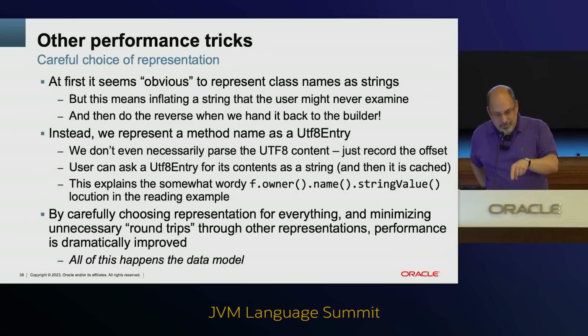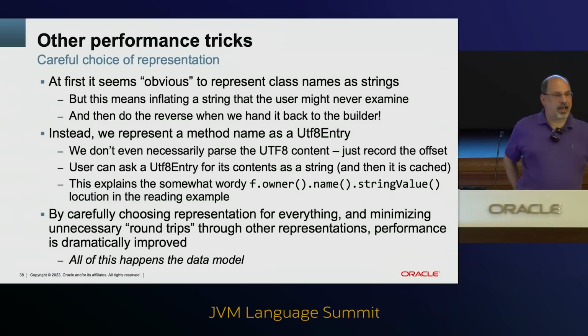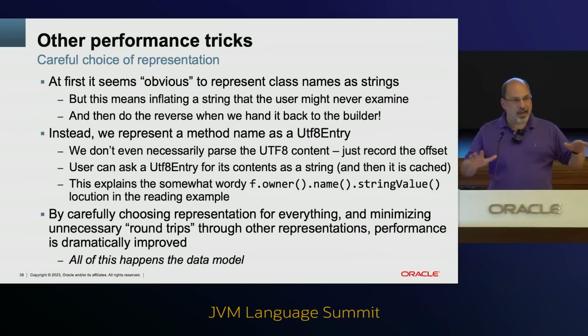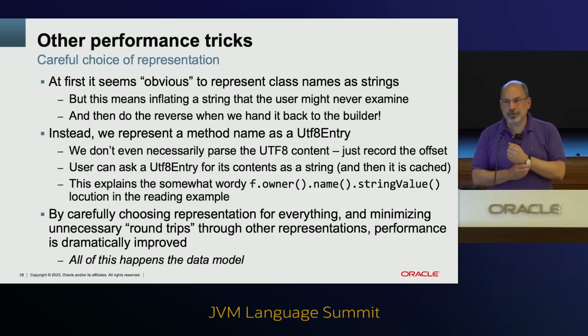Okay, what's the name method do? It says, get me the UTF-8 entry from the name and type from that. Oh, you want it as a string? Okay, you have to ask for it as a string. If you ask for it as a string, we'll cache it. We won't convert it to a string twice, but we're not going to inflate anything until you ask us for it.